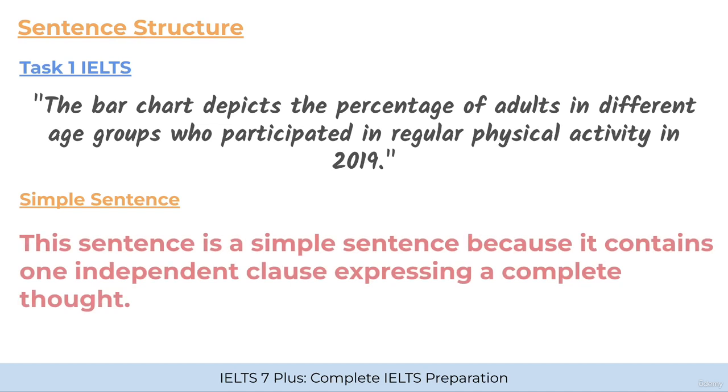So this is in fact a simple sentence. It's one independent clause expressing a complete thought. There we go. So simple sentences can be a bit longer than you might first realise. And if we're not sure, we might think, oh, this is compound. Well, actually, it's all related to the one thought here.